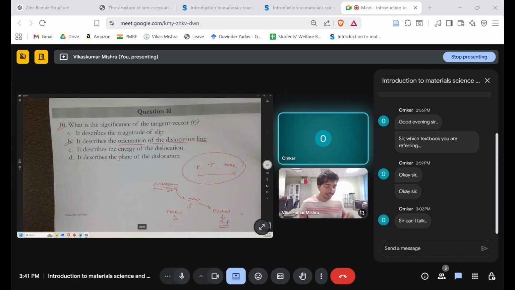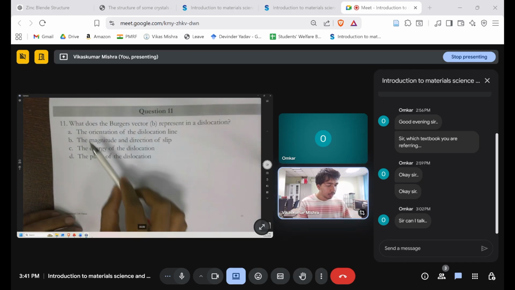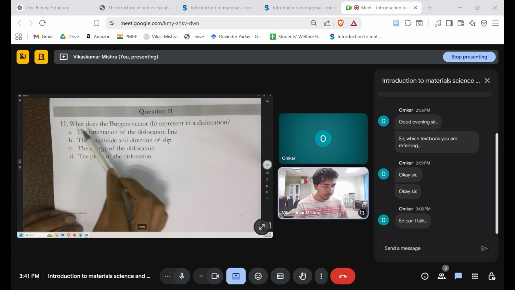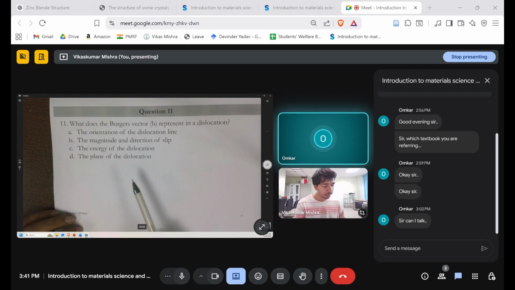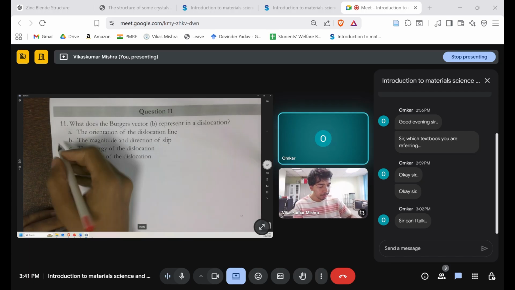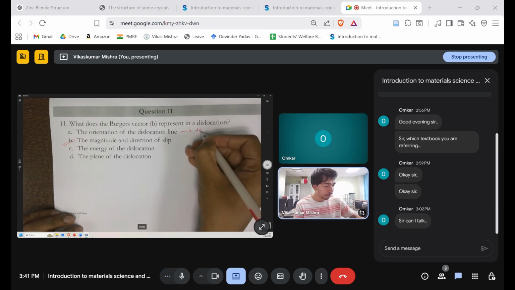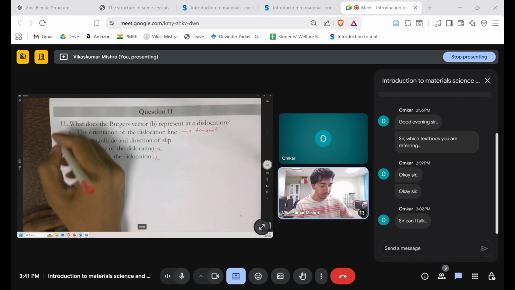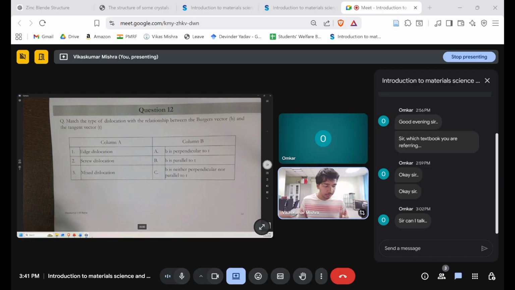No, sir. Great. Let's move ahead to the next part, question number 11. We just discussed the tangent vector. Now let's discuss the Burgers vector. What does the Burgers vector represent in the dislocation? The magnitude and direction of slip. Yeah, it's the magnitude and the direction of the slip. The orientation of the dislocation line is the tangent vector. Energy of the dislocation, no. Plane of the dislocation, no. Great, let's move ahead to the next part. Question number 12.